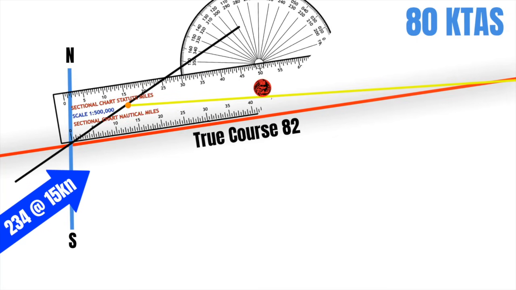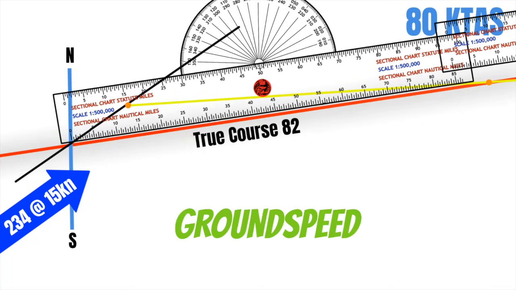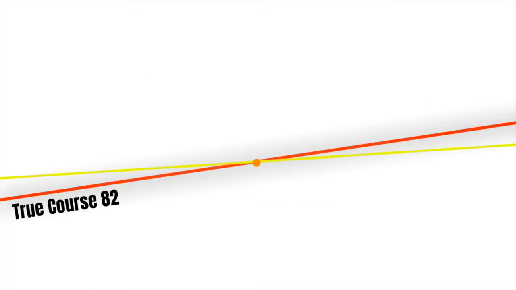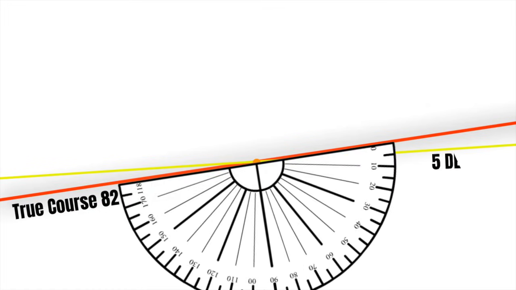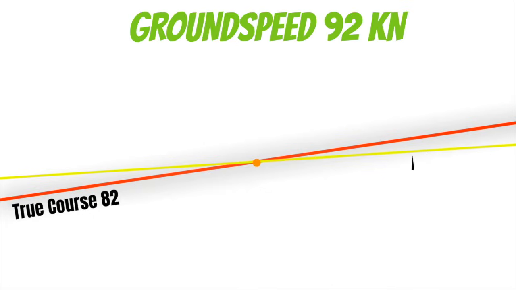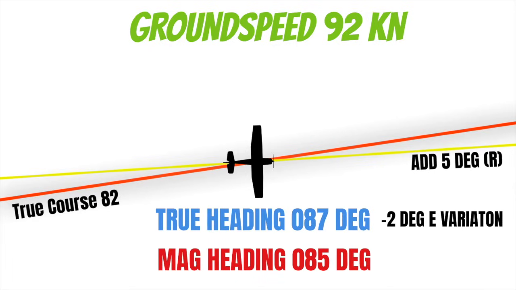Let's grab our ground speed by measuring our true course again from our north-south intersection over to this one. And it looks like I don't have enough plotter for this job, so I'll just grab another one, and now I'm reading about 92 knots ground speed. Let's zoom in a little bit and grab our wind correction angle. I'm getting 5 degrees to the right on this one, so I need to add 5 degrees to my true course when I fly to get a true heading of 087 degrees. And once again, we'll subtract our easterly variation to get a mag heading of 085.